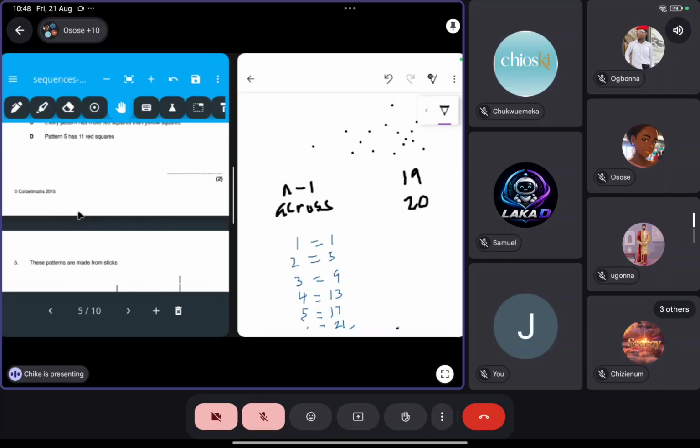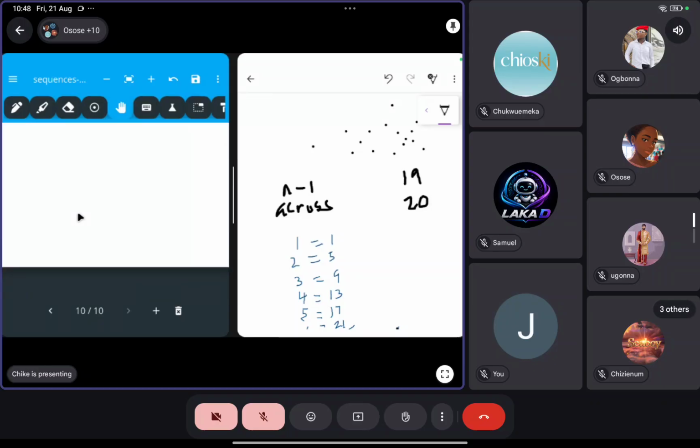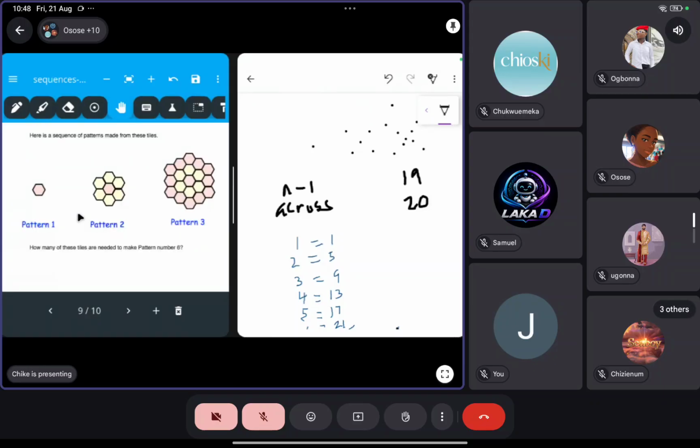I think by now we'll have gotten this pattern. Let me see if there's a harder one. Let's take the hardest pattern and then we'll go back. Okay, let's take this one. So we have these patterns: pattern 1, pattern 2, pattern 3. How many of these are needed to make pattern 6?